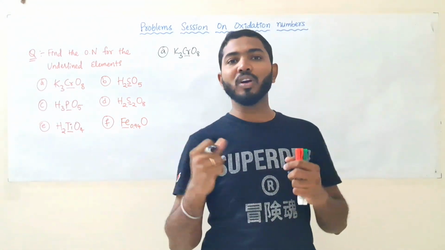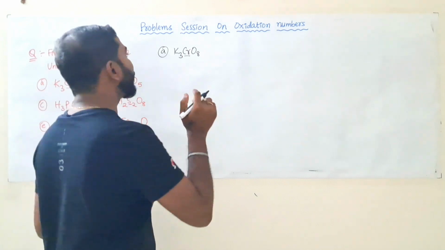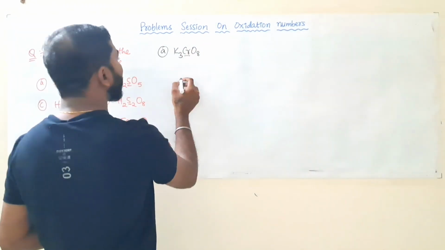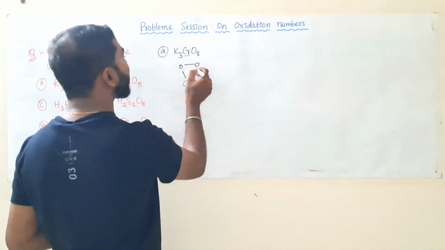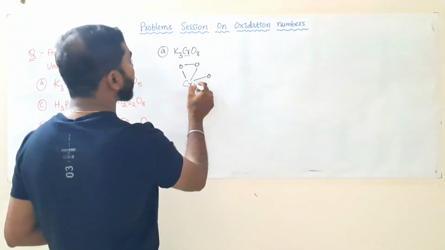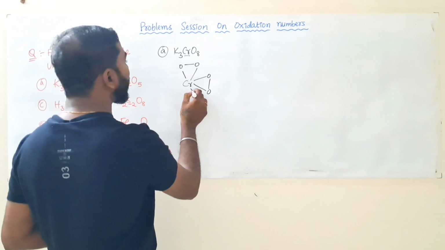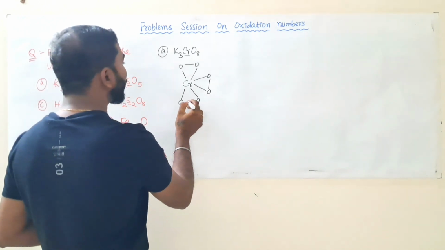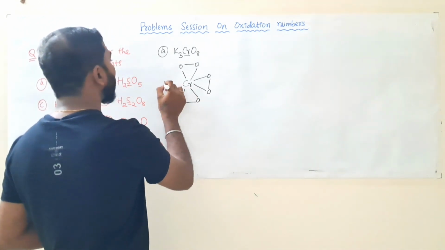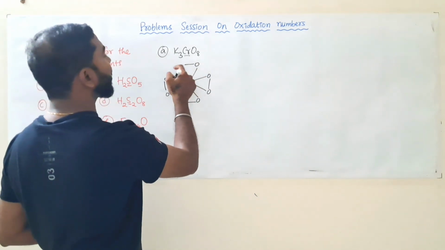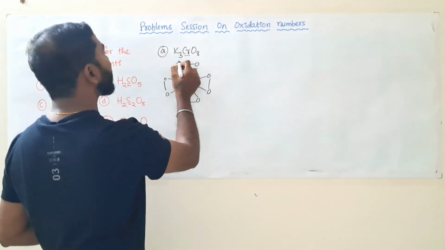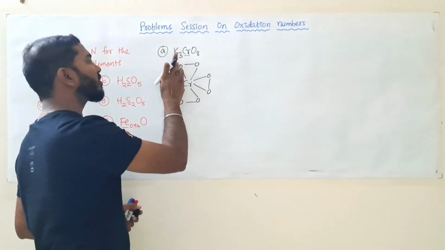So in that case, what do we need to guess? We need to guess the peroxy bonds. Let me try to draw the structure. Chromium will have all the 8 oxygens with peroxy linkages. Now if you look at this, what is the oxidation number of oxygen here? All of them are peroxy oxygens.